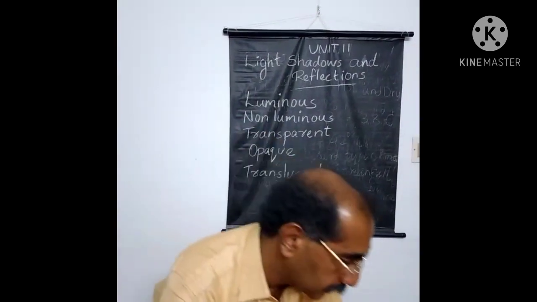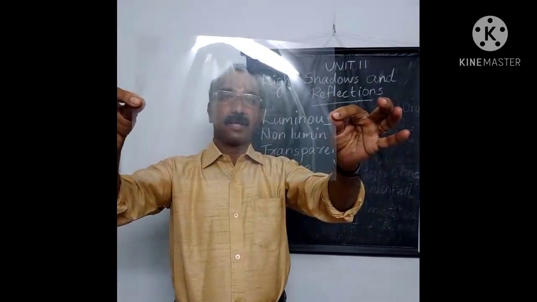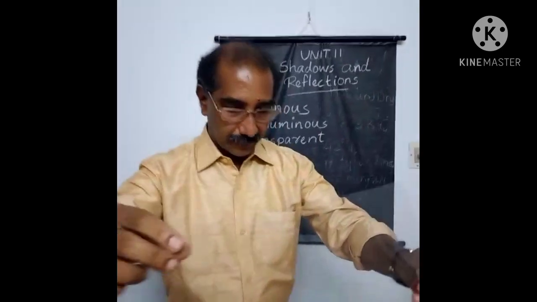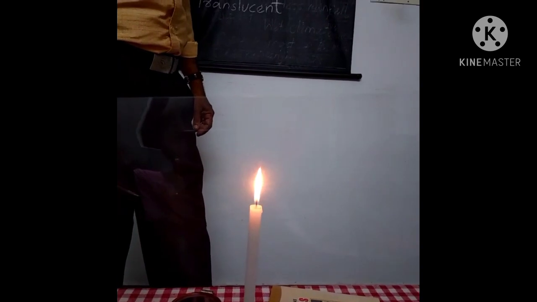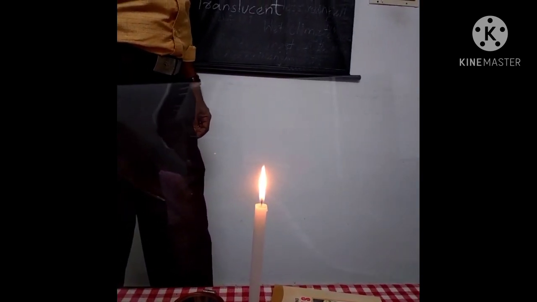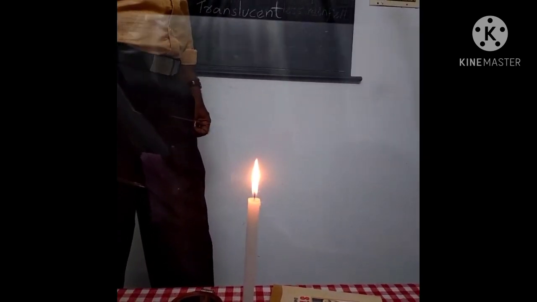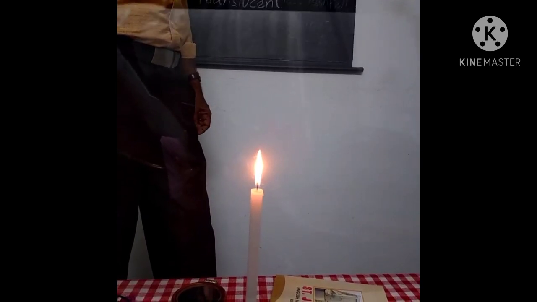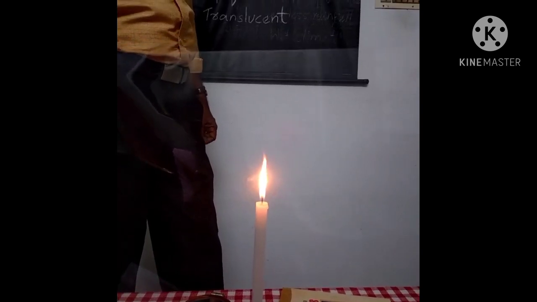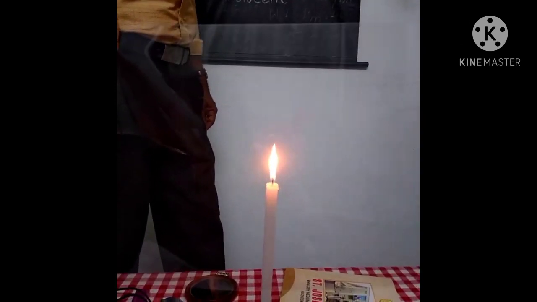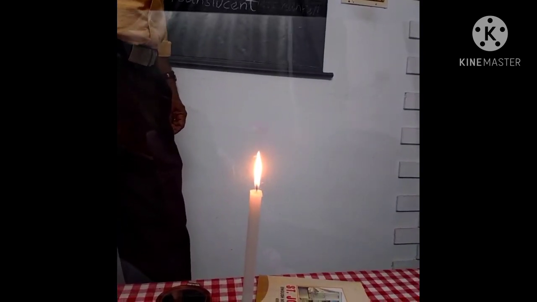Now, let us see what is the feature of this plastic sheet. It's a clear plastic sheet. Look here. Can you see this candle and the light through this sheet? It is clearly visible. Therefore, this plastic sheet is called a transparent object. Transparent objects are objects that allow light to pass through them, and we are able to see things through them.